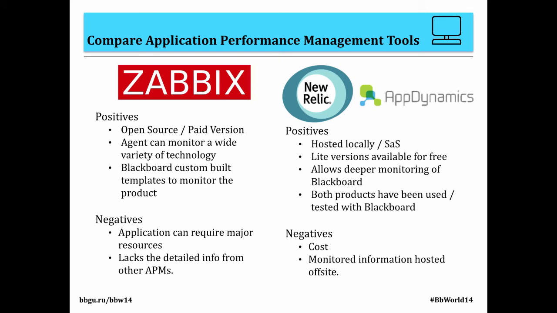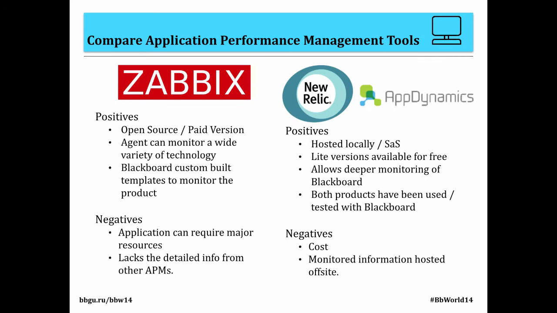Here I have three different applications, but basically I've lumped them into two different groups. Zabbix is the first one I'll talk about. It's open source and also paid. You can find an agent within the application, and it resides on each server. It can monitor a wide variety of technology, and Blackboard's actually custom built templates and agents to monitor the product. The negative parts of this application are that it can require major resources, and it lacks the detailed information that New Relic and AppDynamics can provide.